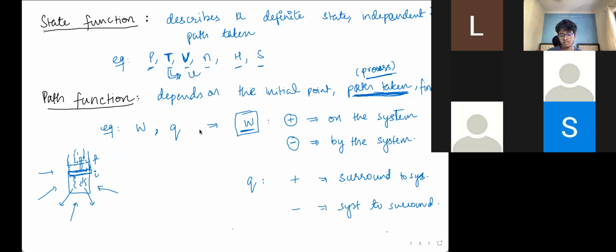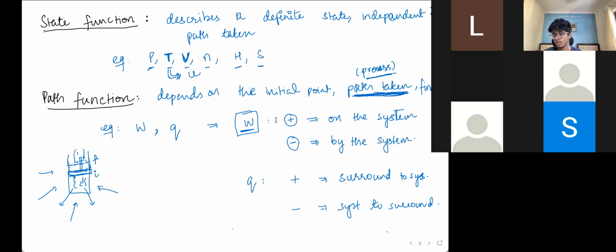Heat and work are the most important, something you'll come across at every level, right from the basics to the most complicated, complex things. There are others like arc length and all, but they're very specific, niche cases. So you won't come across them unless you get into a specific process. These two are the most important and most common path functions.